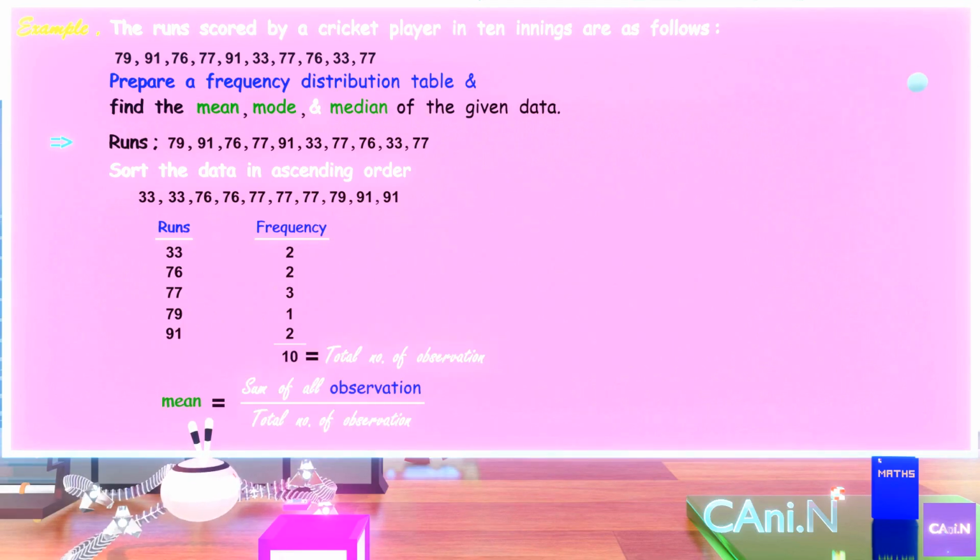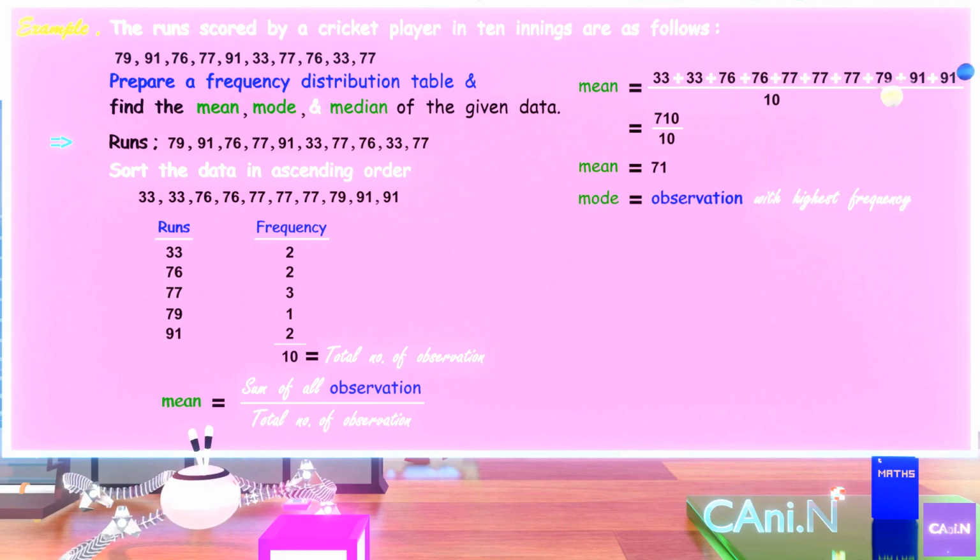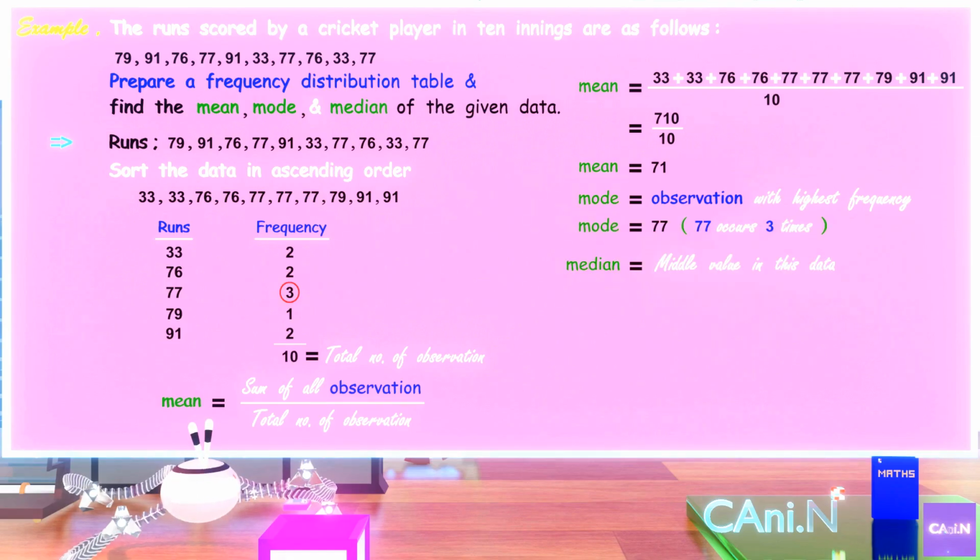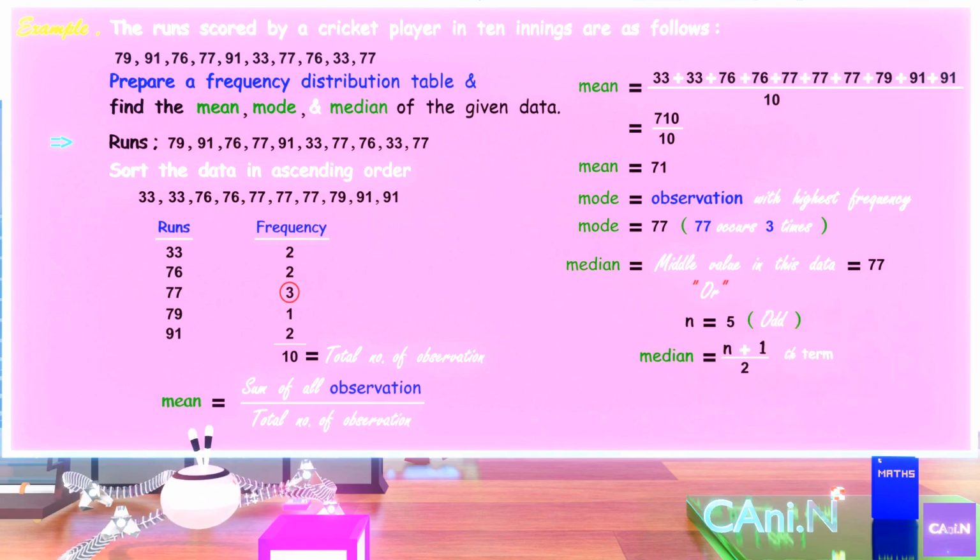Mean equals sum of all observations by total number of observations equals 710 by 10. Mean equals 71. And mode equals observation with highest frequency. Therefore, mode equals 77. Now, median equals middle value in this data, equals 77, refer the frequency table. Or, here n equals 5, which is odd. So median equals n plus 1 by 2 term. Median equals third term. Therefore from table, third term is 77. So, median equals 77.